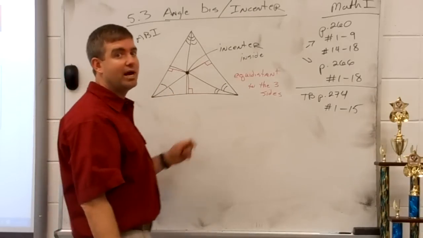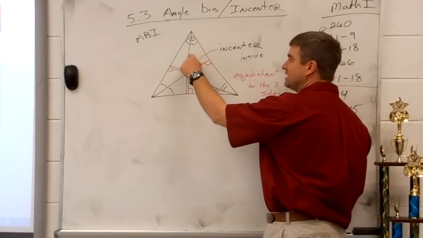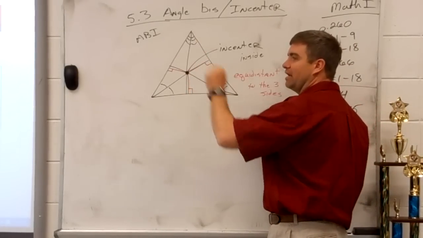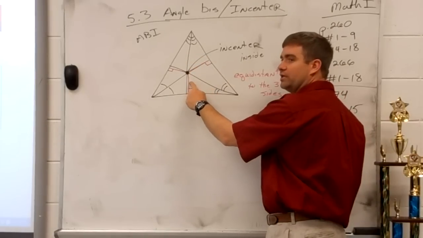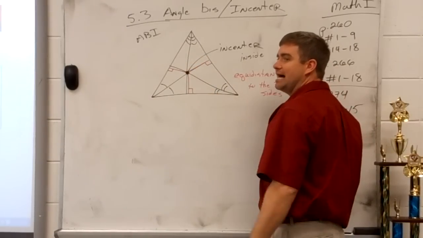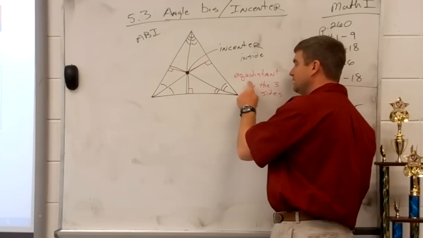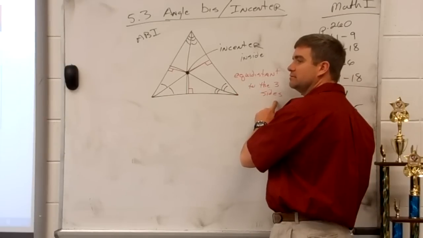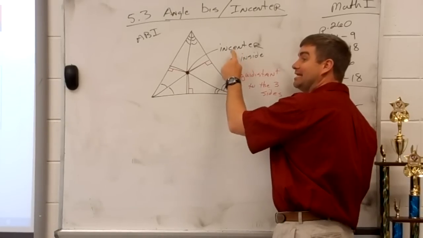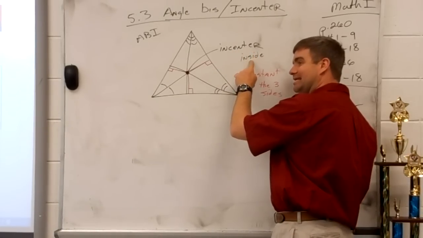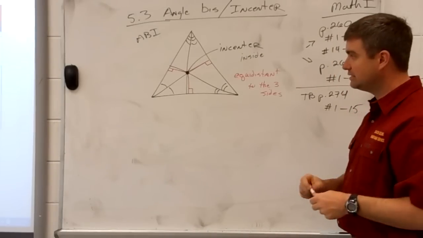The reason I did it in red is I want you to see that it's not a continuation of this line. This line and the red line are 2 different lines. This is the angle bisector. This is the shortest distance between the incenter and the side. That's why I did it in red. Equidistant to the 3 sides. Always on the inside. The incenter is always on the inside. Is that easy to remember? I hope so.